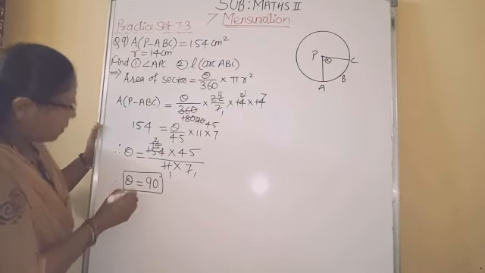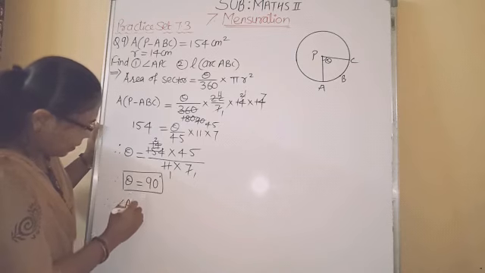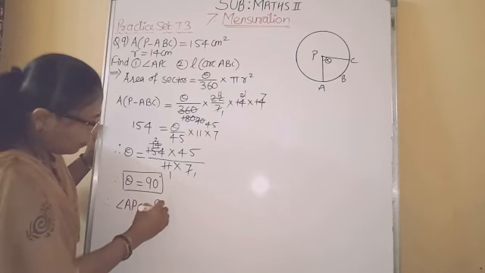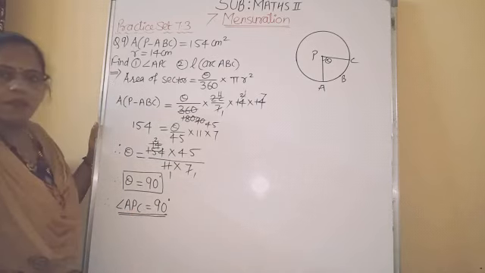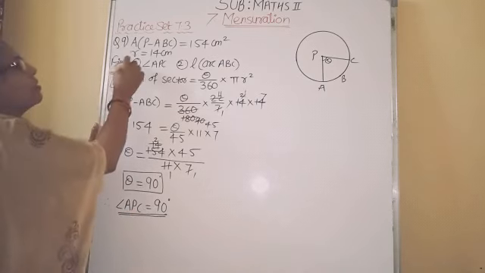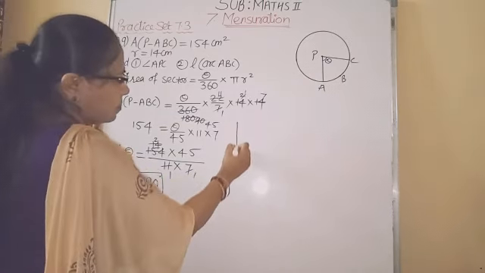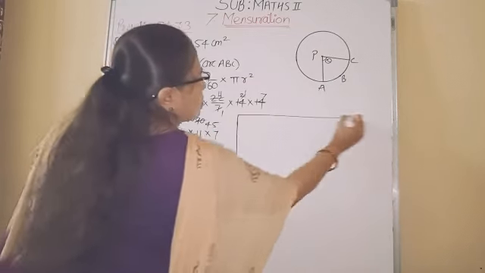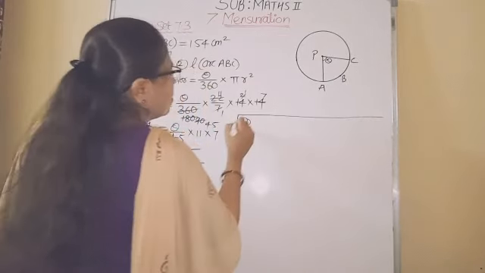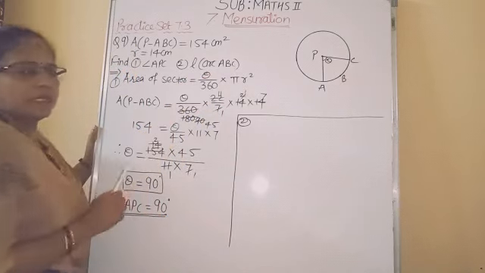And therefore angle APC is equal to 90 degree. This is the answer. Followed? So this way we solved this first question. Now second question. In the second question, we have to find length of arc ABC.